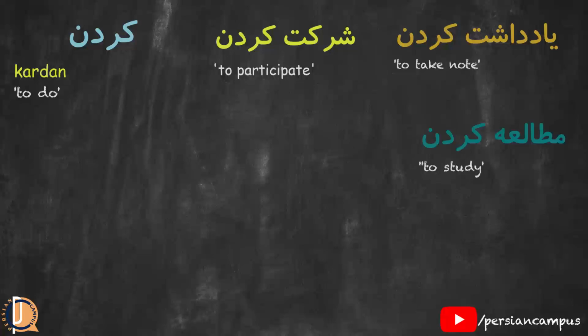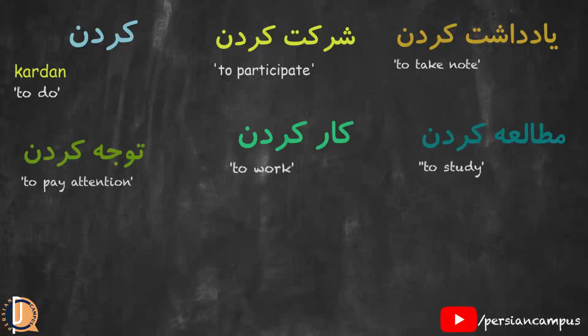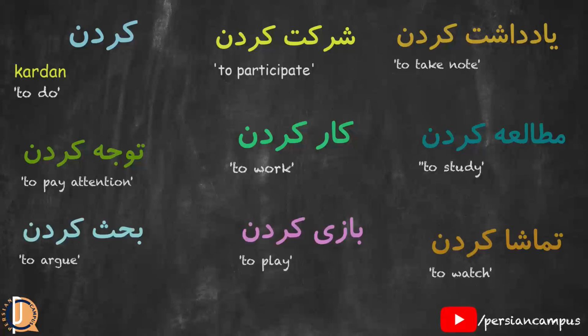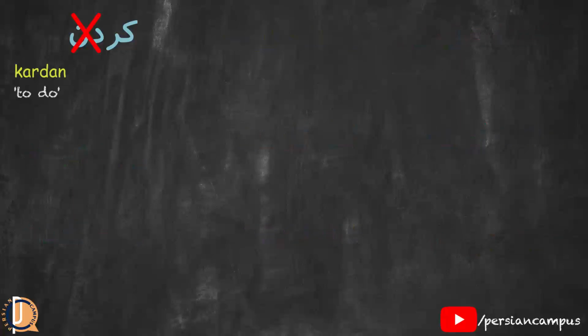Now let's move on to another verb. کردن. This is a very important verb because we use it to make many compound verbs. So if you learn how to conjugate this verb, you will learn to conjugate more than hundreds of verbs, such as یادداشت کردن، شرکت کردن، مطالعه کردن، کار کردن، توجه کردن، تماشا کردن، بازی کردن، بحث کردن, and so on. So first, remove the infinitive marker. We would have کرد. Now remove the past marker. You would have کر. But this is not the present stem. The present stem of this verb must be learned as it is. کن.